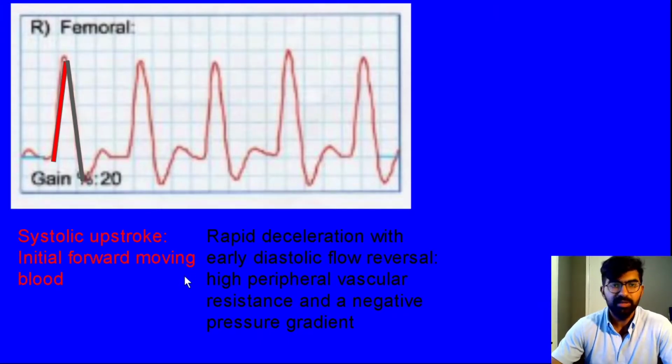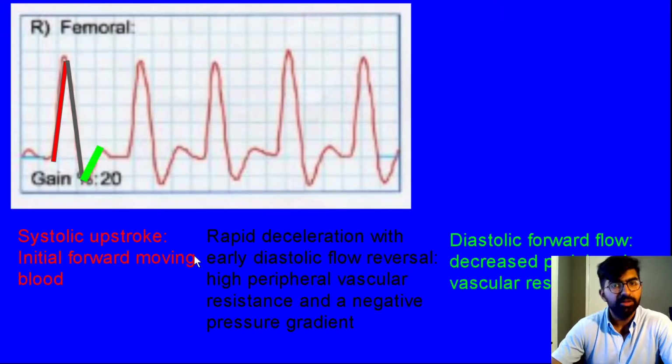And this is purely because of the high peripheral vascular resistance and a negative pressure gradient, which you normally see in the periphery. Now, once you get the rapid deceleration, you do then see the diastolic forward flow. And this is really a result of decreased peripheral vascular resistance, which then causes the blood to move forward.